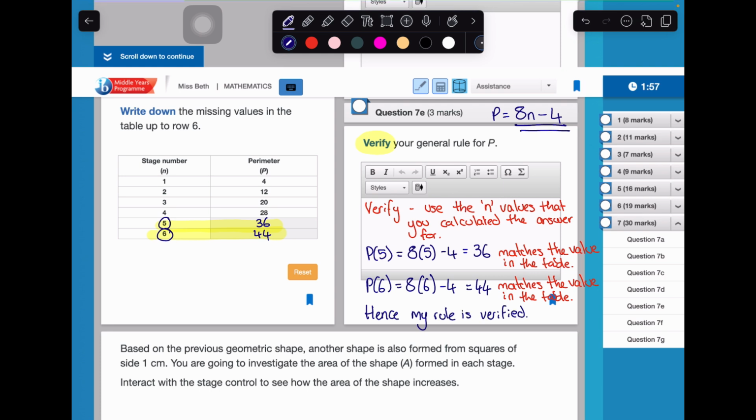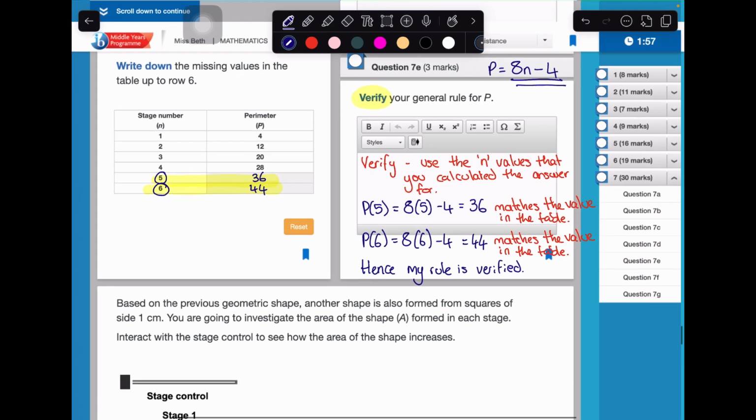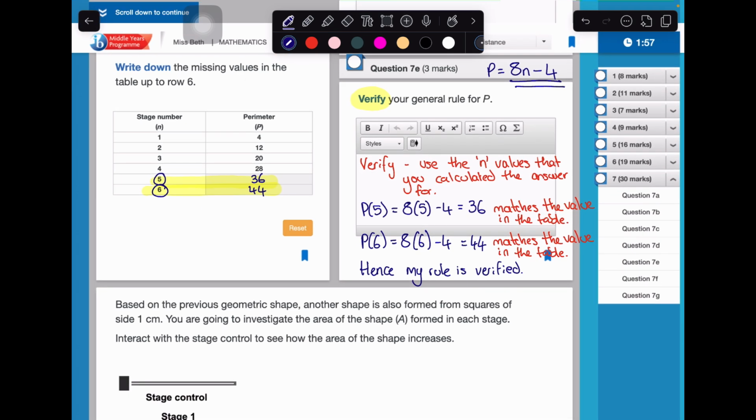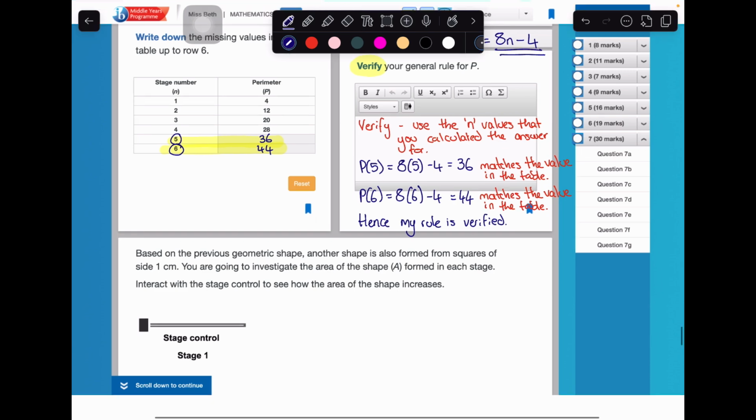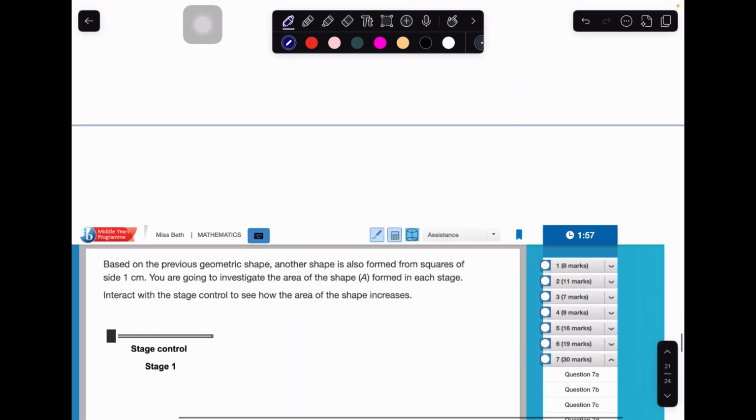If you hit all those 3 things, you will score at least 3 of the marks, okay? Depending on how much it's worth. Here it's 3. Okay, so then, based on the previous geometric shape, another shape is also formed from squares of side 1 centimeter. You are going to investigate the area of the shape A formed in each stage. Interact with the stage control to see how the area of the shape increases.